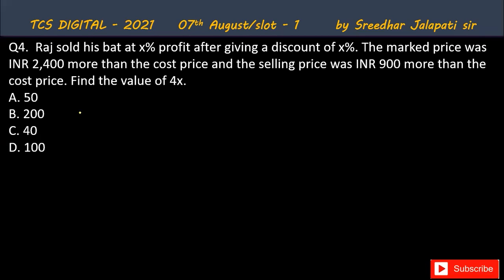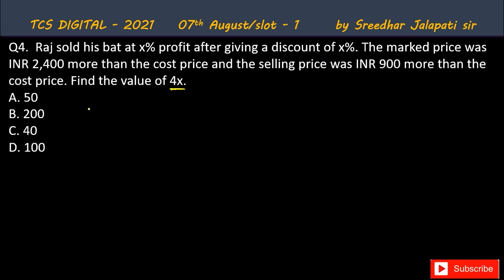Here is the fourth question. Raj sold his bat at X% profit after giving a discount of X%. The market price was rupees 2400 more than the cost price and the selling price was 900 more than the cost price. Then find the value of 4x.